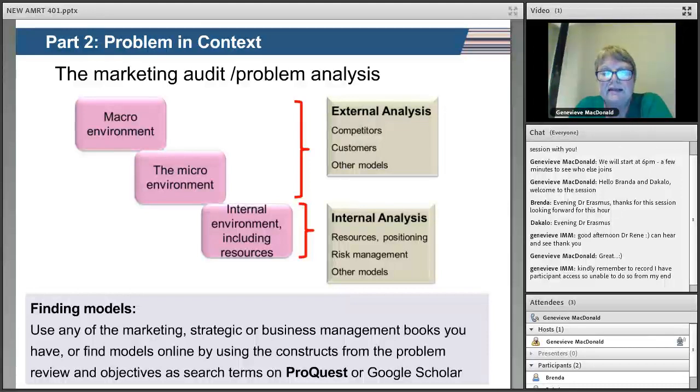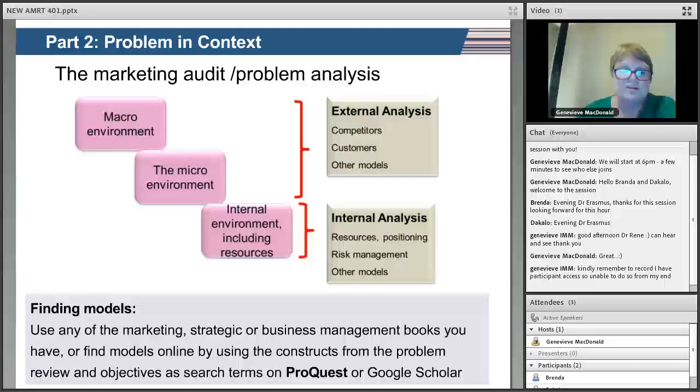Internal environment, there's a lot. Your resources available, your budget available, your capacity, your facilities, whatever may be. Risk models, positioning, etc. There's a lot of models that look at the inside. And that is what research is all about: to really look at the big picture and to find out exactly what the issues are underlying the symptoms that you see in your problem context.